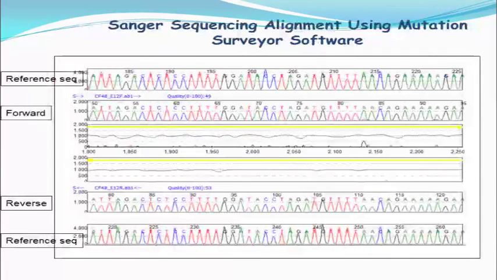Here is one of the examples of Sanger sequencing results seen in mutation analysis software. On the top is the reference sequence, and here is the actual patient's sequence from the forward direction. On the bottom is the reference sequence again, and here is the sequence from the reverse direction. In the clinical laboratory, we sequence the samples from both the forward and reverse directions. That increases the accuracy of the results.